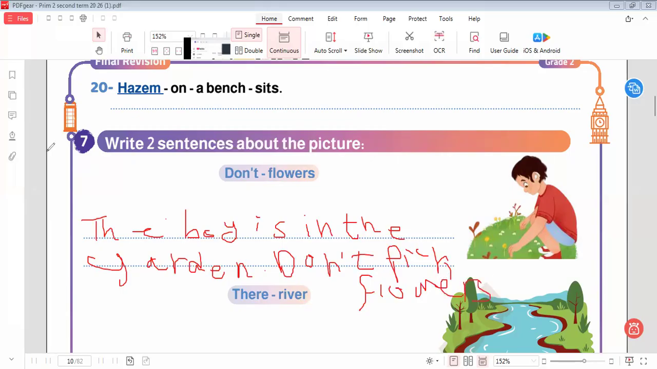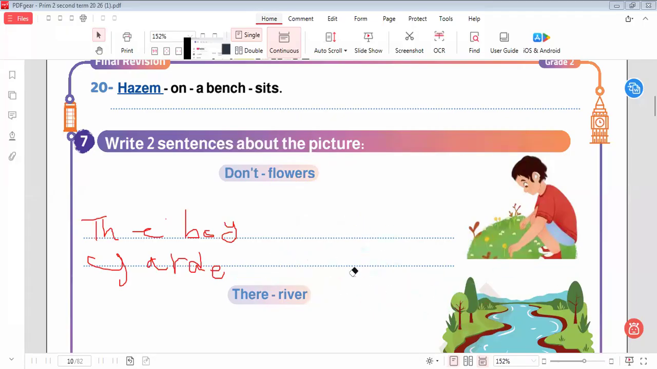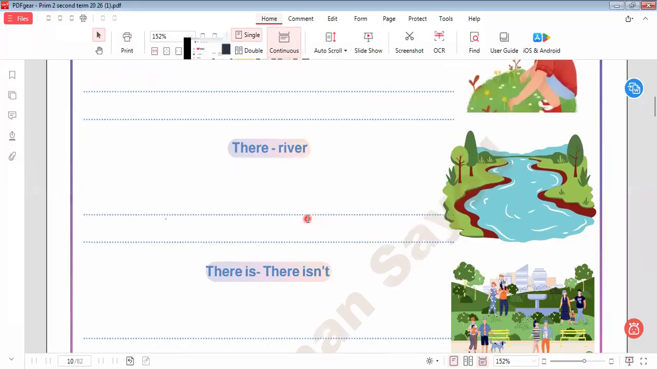Okay. Let's go to another one. When we say write two sentences, we must write the two sentences in the simplest form to be able to avoid spelling and grammar mistakes. We must write simple sentences to avoid mistakes.